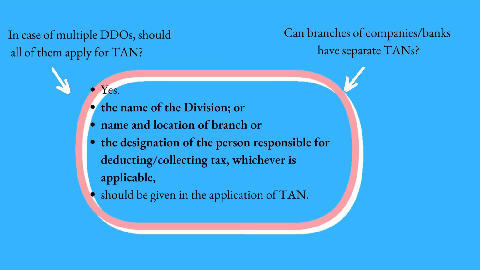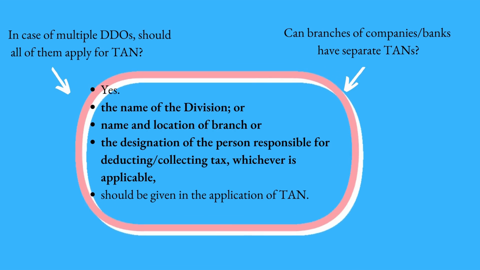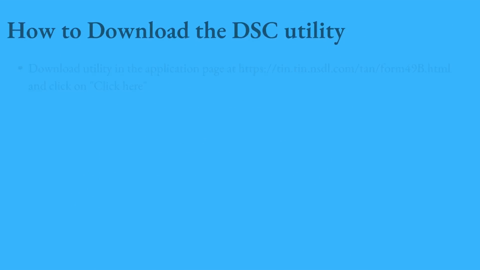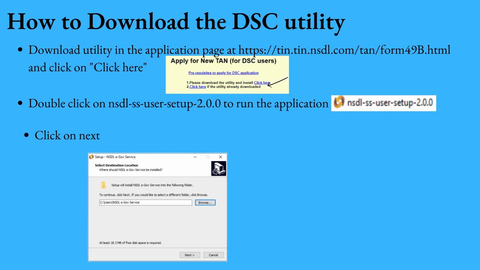Next, can branches of companies or banks have separate TANs? Yes. The name and location of branch or the designation of the person responsible for deducting or collecting tax, wherever applicable, should be clearly given in the application for allotment of TAN. Now we will see what the prerequisites are to apply for TAN using digital signature. First, have a valid digital signature and have the DSC utility installed in the system.